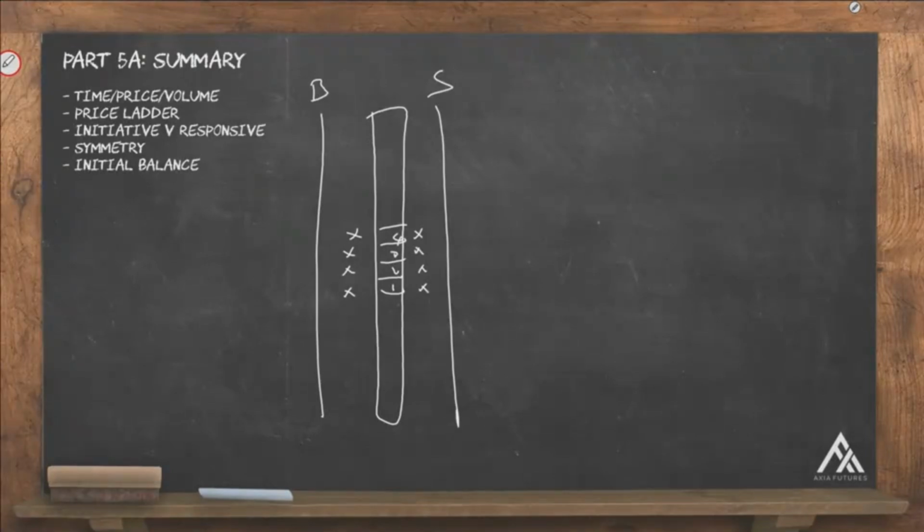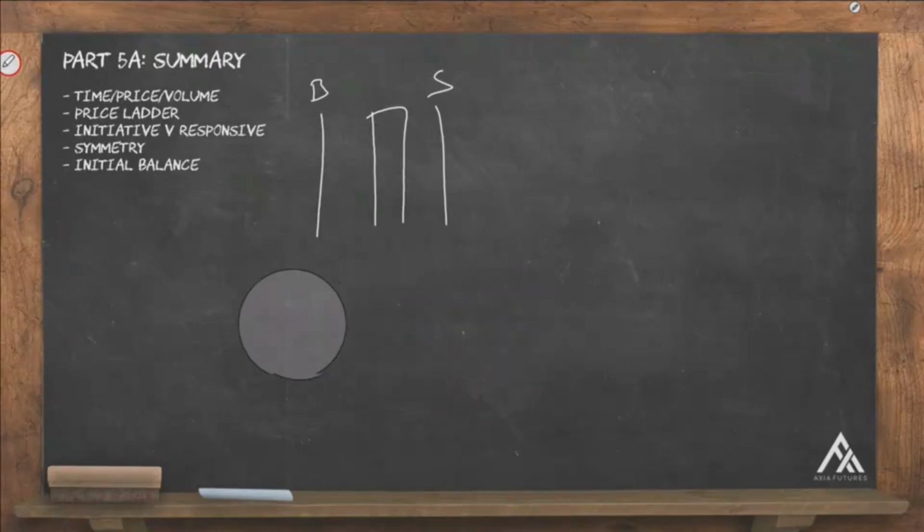Back in the day, if you saw the people in the pits or people talking about reading the tape, that is nothing more than interpreting and understanding how buyers and sellers are interacting. Are they aggressive? Are they passive? Are they buying some and then selling some, trying to just manage the position? How are they executing? And that is why we spoke very briefly about the price ladder.